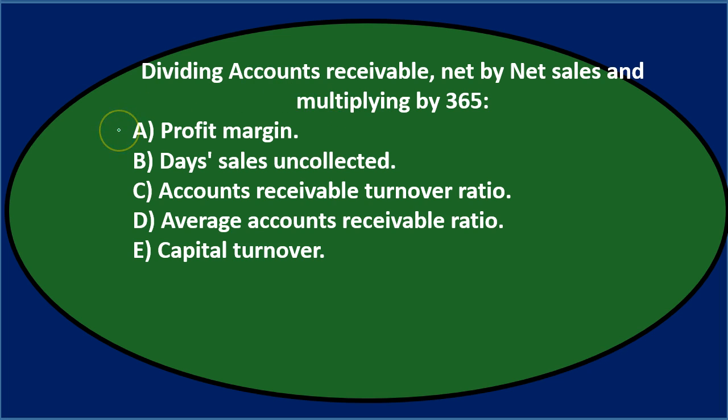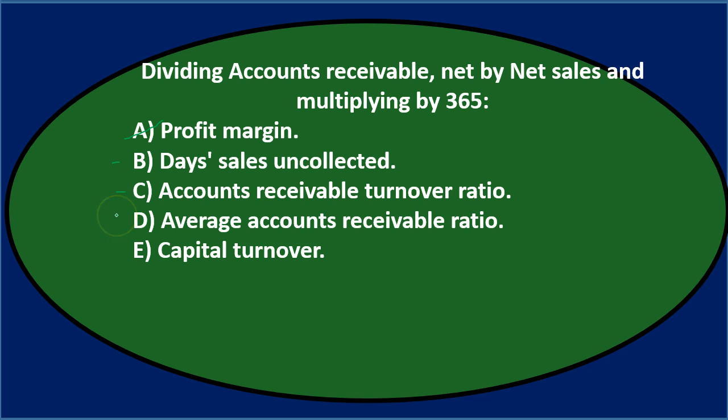A says profit margin, which has nothing to do with accounts receivable, so that doesn't seem like it would be one of them. B says days sales uncollected. With 365 days, you would think that might be one of them because it's got the days in there. C says accounts receivable turnover ratio, which is a very common ratio. If we don't know them, we'd say, it's got accounts receivable in it, I know that's one of them, so I'll keep that one.